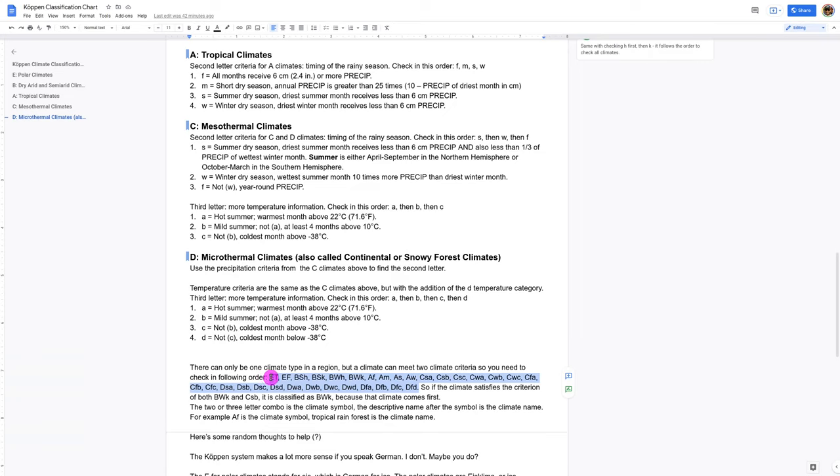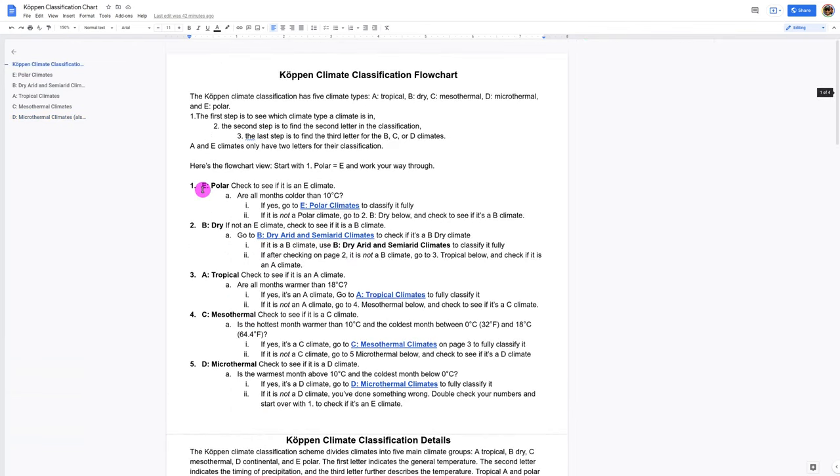You know, like in math, you do multiplication, division, addition, subtraction, or PEMDAS or whatever acronym you're using now, parentheses, inner, outer. We do the same thing when we're using the climate classification system. We check to see, is it an E? If it's not an E, then we check to see, is it a B? If it's not a B, is it an A? If it's not an A, is it a C? And if it's not a C, is it a D?